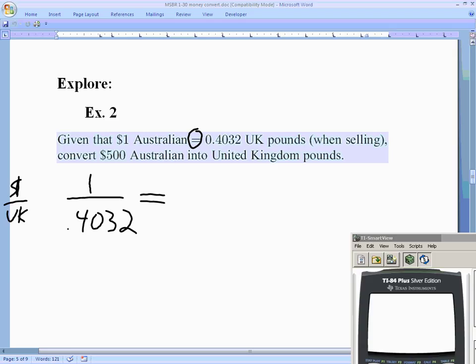So it says convert 500 Australian dollars. So I'm going to put that in the top because that's where I'm putting my dollars. And the unknown is my United Kingdom pounds. I'm putting that in the denominator. Now I simply cross multiply.